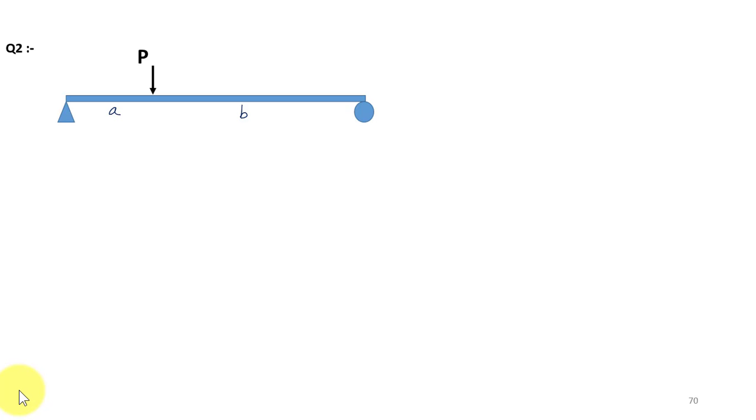Now we will take the second question. A simply supported beam is given and we have a point load, but it is not acting at the center. Its distance from one end is A and from the other end is B, and the total length is L. The question is to find the collapse load PC. First we will use the static method.